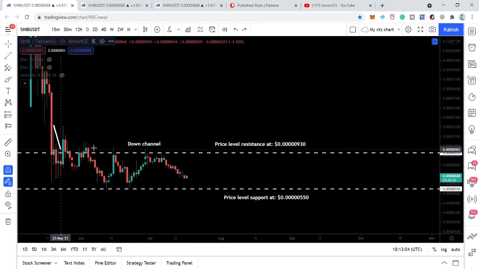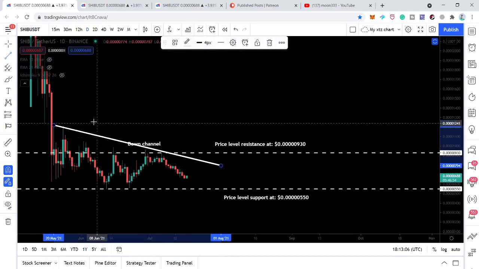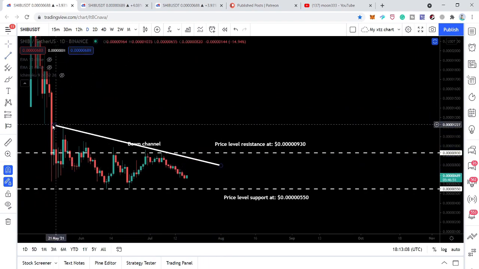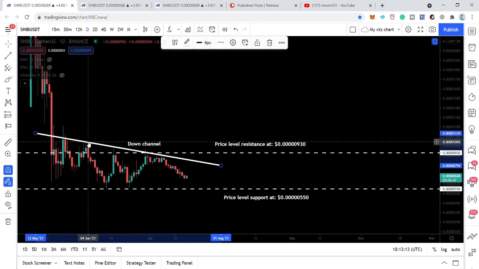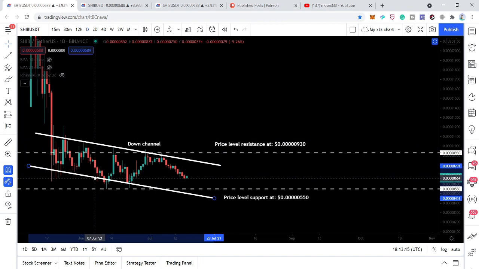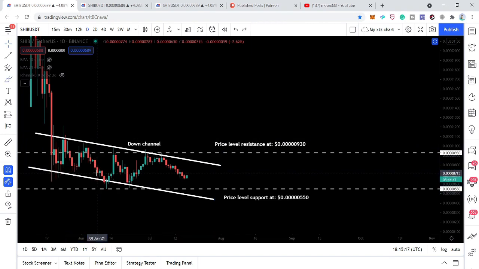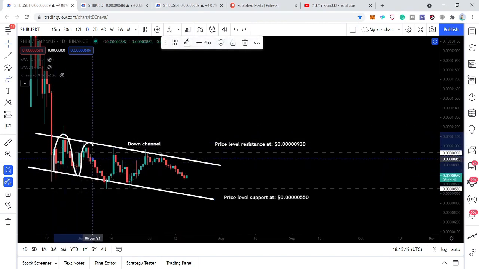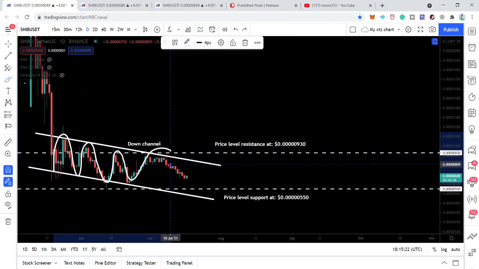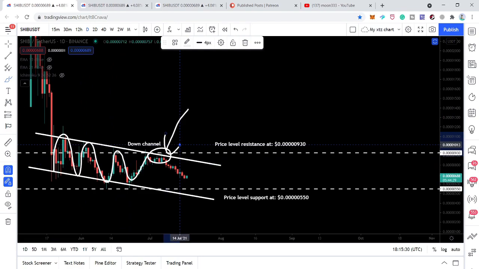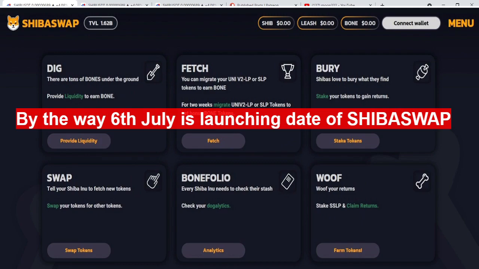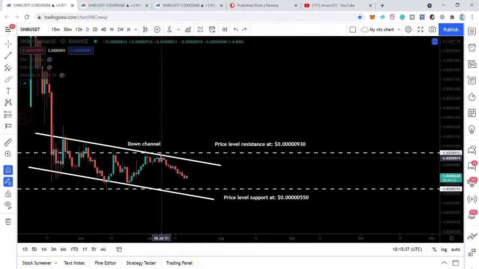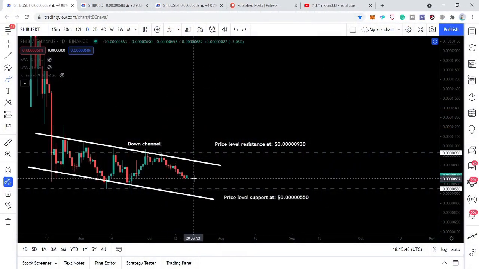At the same time, the price action is moving slightly in a down channel. This is the resistance of the channel. Let me draw the resistance and support for you. This was the resistance, and this is the support of this down channel. The price action was moving between the resistance and the support of this down channel very well. And finally, on the 6th of July, after hitting the resistance on this candlestick, the price action was rejected, and so far it is moving towards the downside.